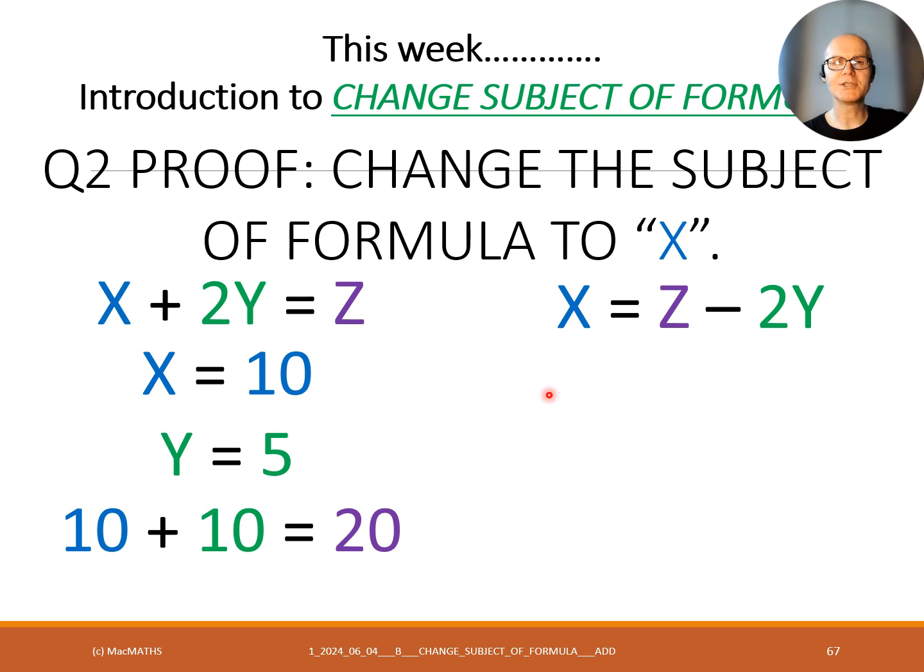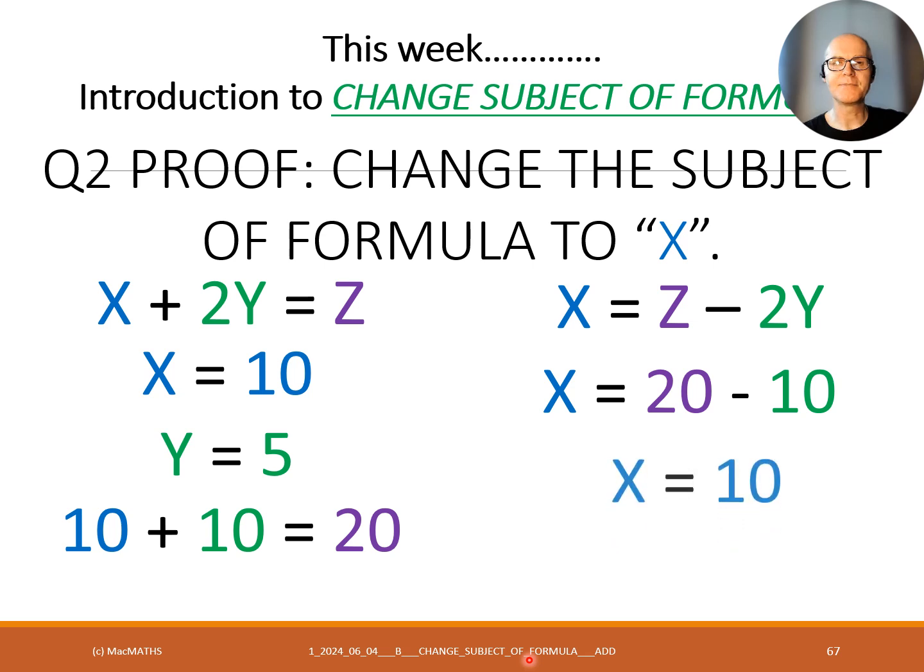This was our changed subject formula. Let's put the numbers in and see if it's balanced. X, which we know is 10, equals the other side of the formula: 20, which we know is Z, minus 2Y, 2 times 5, which equals 10. This side of the formula is 20 minus 10, which equals 10. So on one side of the formula we have X, which is 10. On the other side we have 20 minus 10, which is also 10. 10 on one side, 10 on the other side. It's balanced.